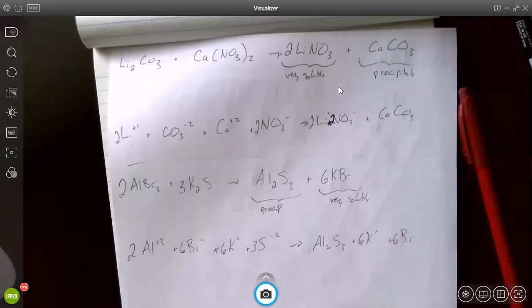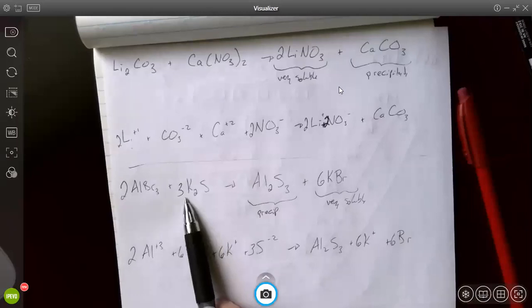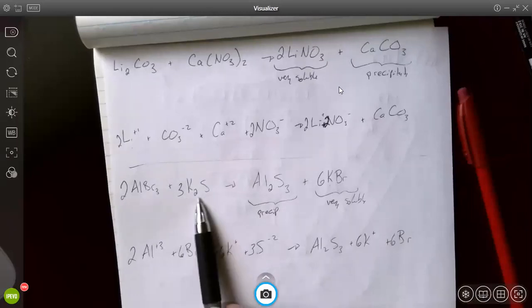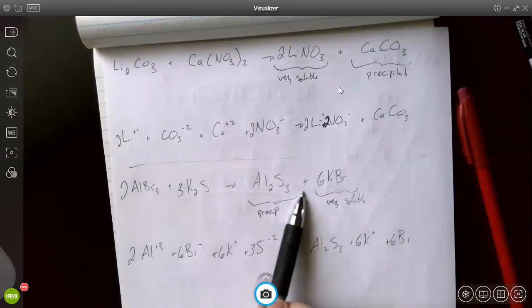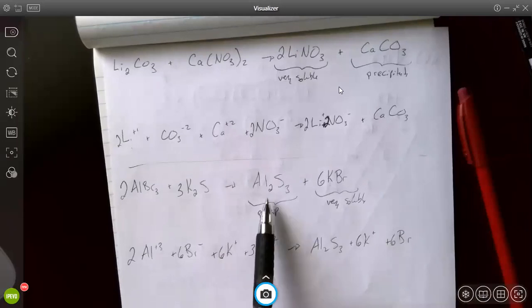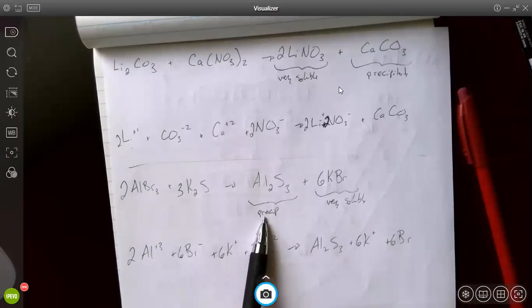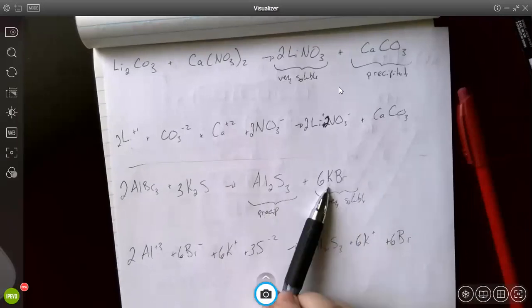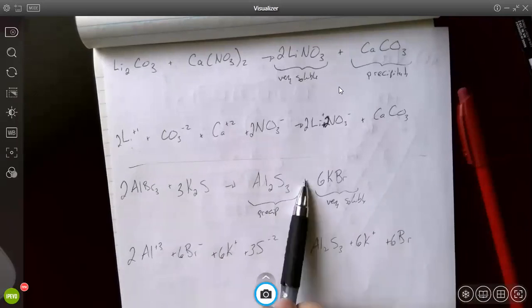For the second one, we have aluminum bromide and potassium sulfide. Again, don't forget to cross your charges. Then we do our double displacement. Again, recrossing our charges. Then we're going to check our solubility table, and you'll see that aluminum sulfide is a precipitate, while potassium bromide is very soluble. We will balance everything with a 2, a 3, and a 6.